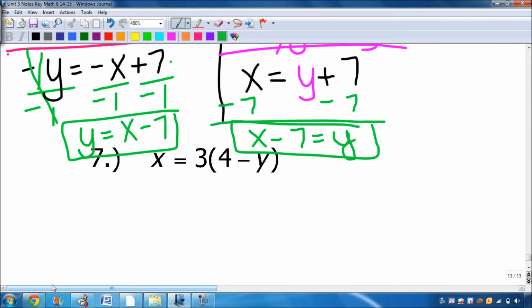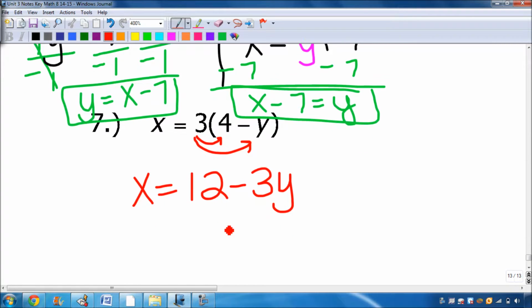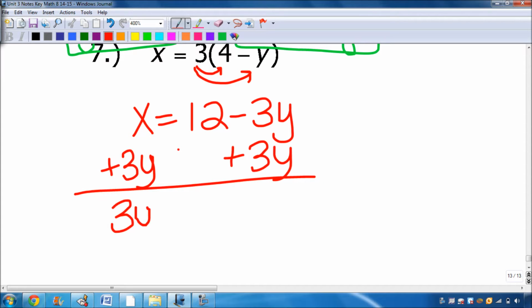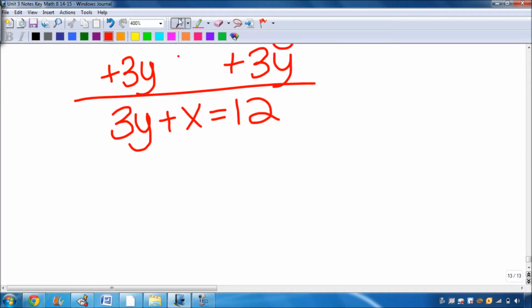I want to solve for y. So the first thing I'm going to do is I'm going to distribute this 3 through. So I end up getting x equals 12 minus 3y. Okay, now I can add 3y to make the y positive. Or I could subtract the 12 from both sides. I'm going to add the 3y to make the 3y positive. So I end up getting 3y plus x equals 12. Now I need to get rid of the x, so I'm going to subtract x from both sides.